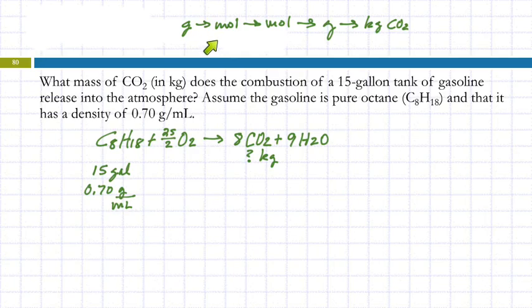We're starting out with octane. Are we given grams of octane? No. We're given gallons of octane. So we've got gallons of octane. How do we get from a volume to a mass? Density. So if I had milliliters in here, gallons to milliliters, those are both volumes, and milliliters to grams is that density that was given.